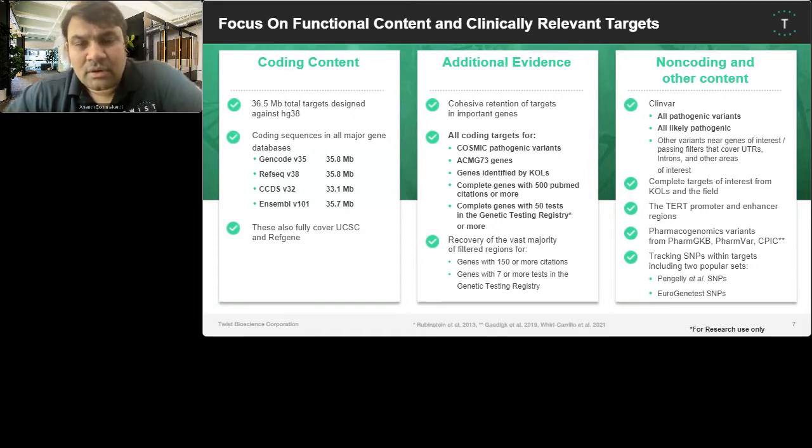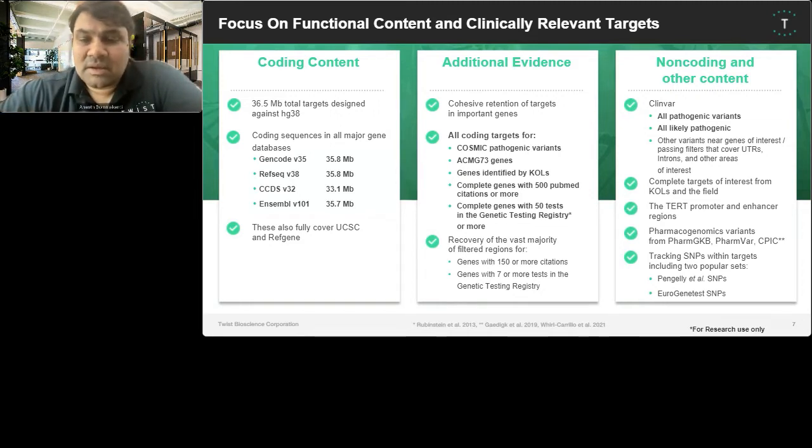So we looked at all the key genes and retained all those things, and at the same time, we got targets of interest from the KOLs in the field. For example, the TERT promoter, right? And I'll show that in the subsequent slide. We actually defined the TERT promoter in a much more comprehensive way than the existing exomic content. The other thing that we did was take all the pharmacogenic variants from different databases like PharmGKB, PharmVar, and CPIC databases. We included those in this current exome.